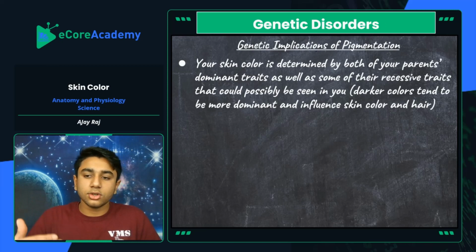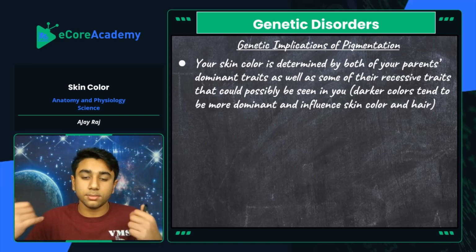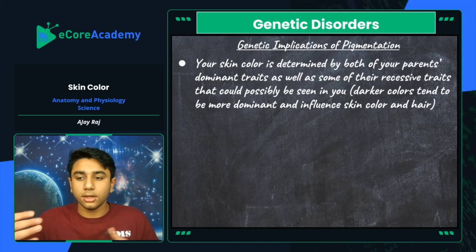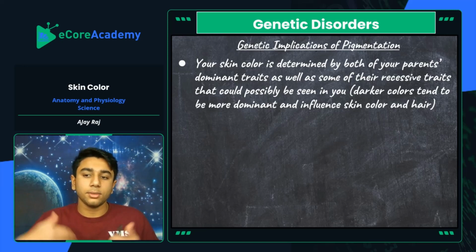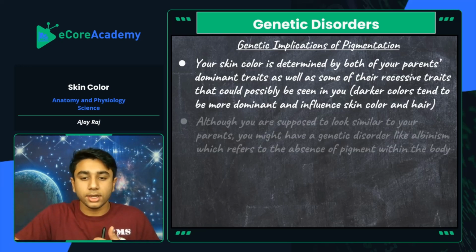Your skin color is determined by both of your parents' dominant traits as well as some of the recessive traits. What are some things that are dominant? Dark skin, light skin, black hair, light hair, and of course, darker colors tend to be more dominant in influence in skin color and hair. But it could also be recessive traits, meaning their family line could have a certain trait within them that might not appear in them, but they could still carry that trait and it could be present in you. So there are all these different factors that have to do with heredity.